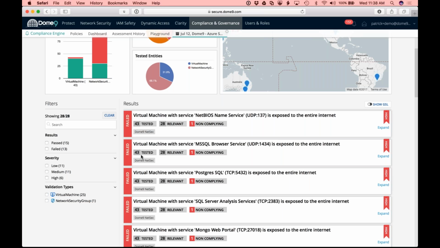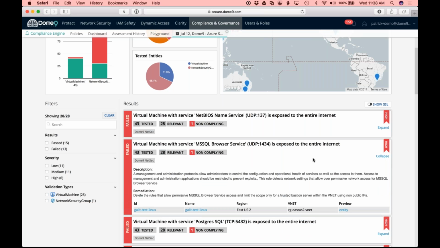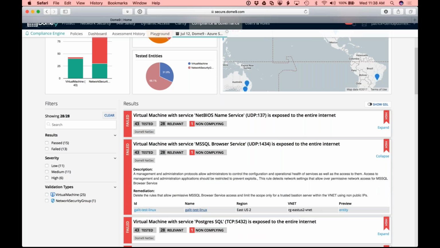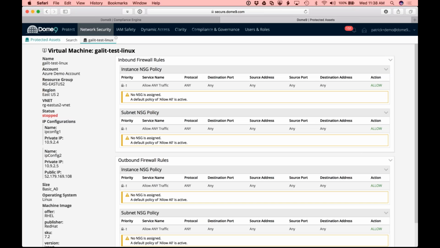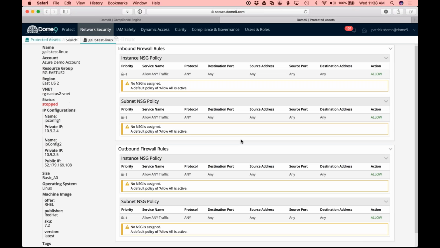We want to know about that when it happens. And out of 28 relevant resources, 28 virtual machines that fit this criteria, we have one that failed. And if we hit expand, we'll actually see which one that is. So I can click on this resource, and this will take me to a different portion of DOM9 where I can dig in. And oh, I see.